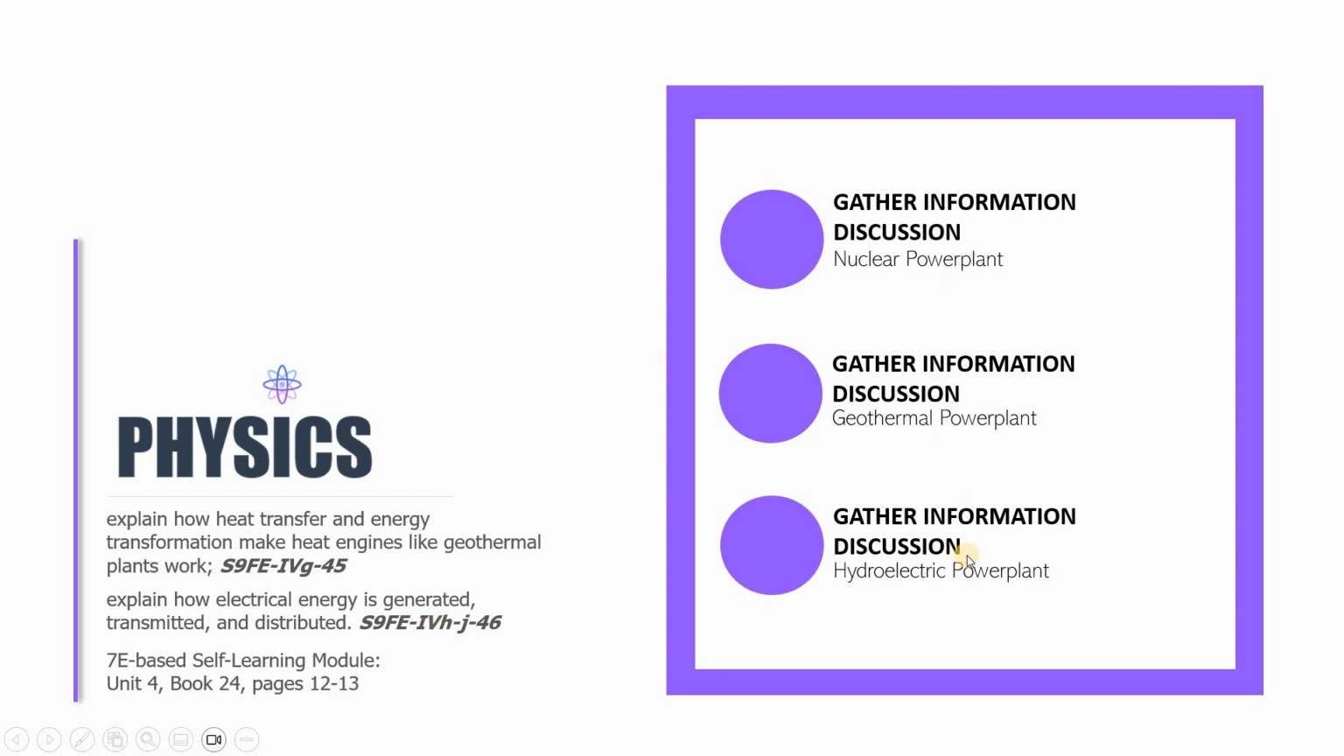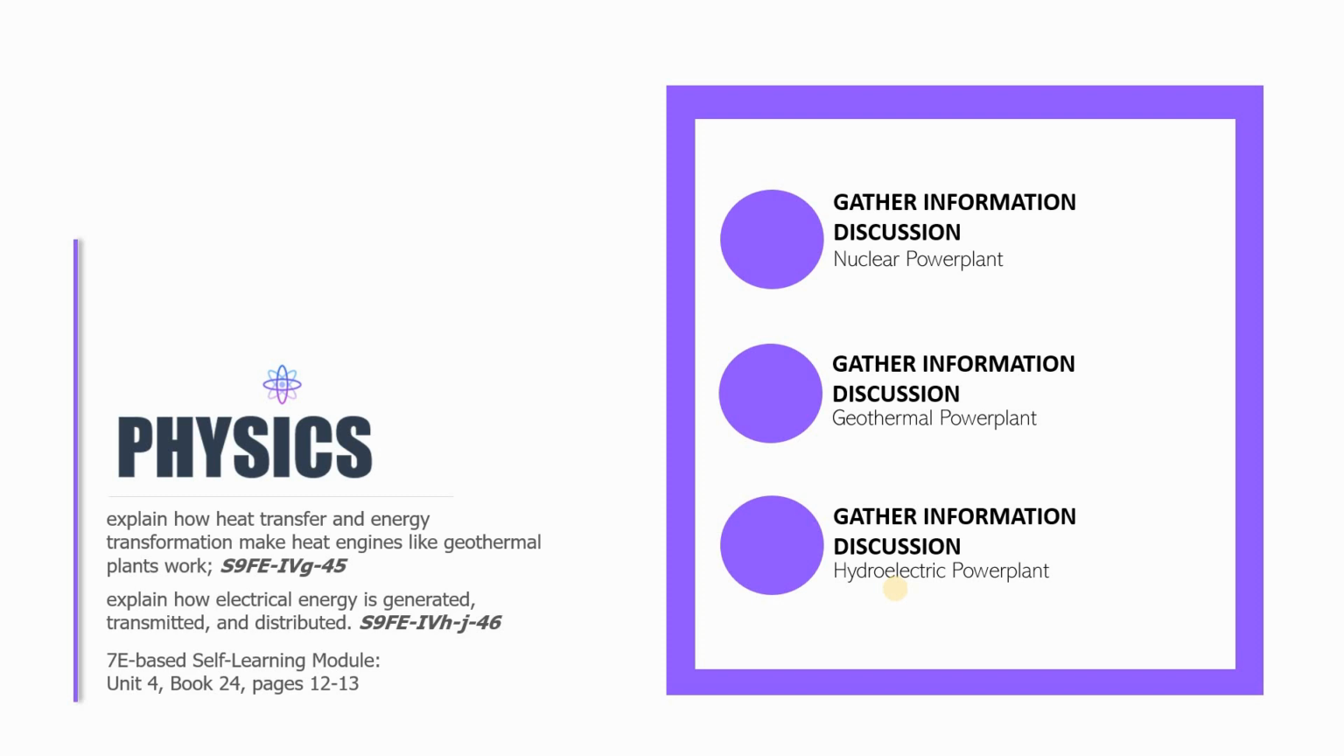The second and the third parts of this session are actually mere discussions about different kinds of power plants. So we have here the nuclear power plant, and then the geothermal power plant, and then the hydroelectric power plant. We are going to talk about them, look at specific terms, and maybe compare one with the other so that we can distinguish them.